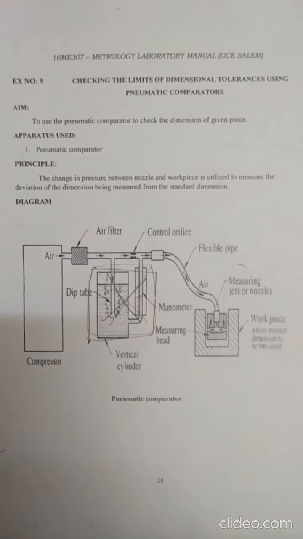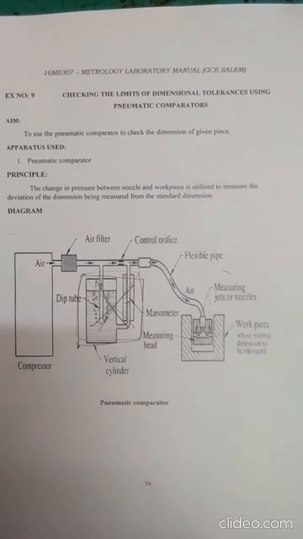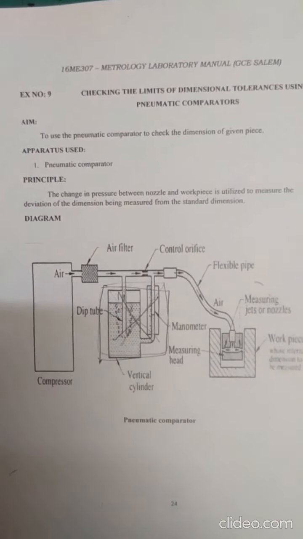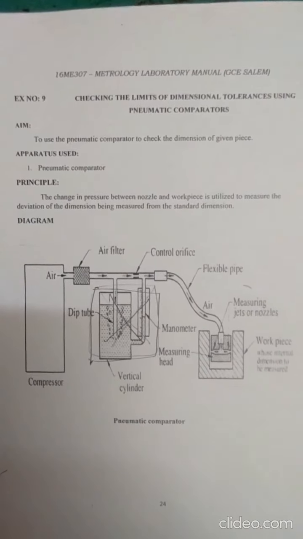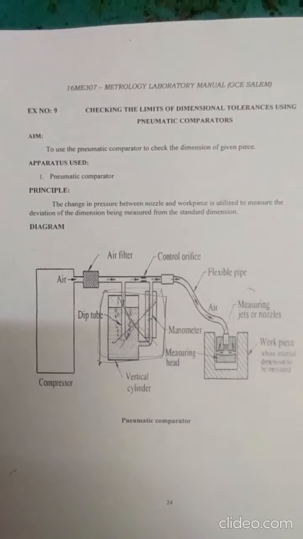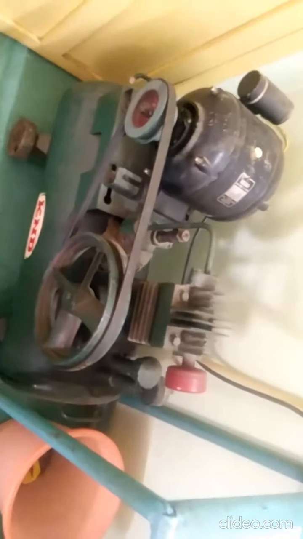This is checking the limits of dimensional tolerance using a pneumatic comparator. The aim is to use the pneumatic comparator to check the dimension of the given workpiece. Apparatus: pneumatic comparator. This is a compressor.